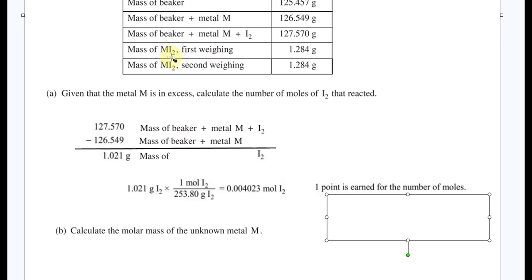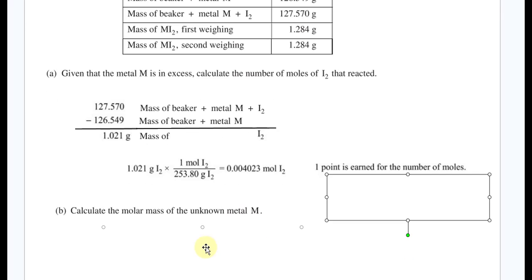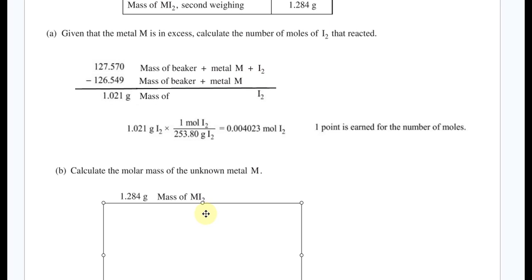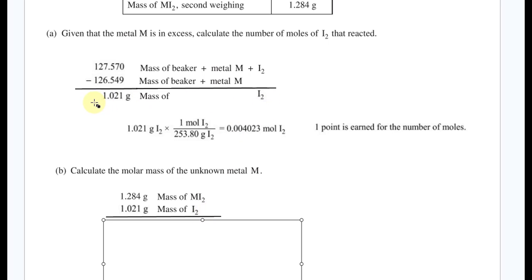Well, this is where we have this MI2. We know the mass of the MI2, and we know the mass of the I2 right here. So that'll let us get just the metal all by itself. We've got the mass of the MI2, metal and the iodine, and we have the mass of just the iodine that we just did earlier.